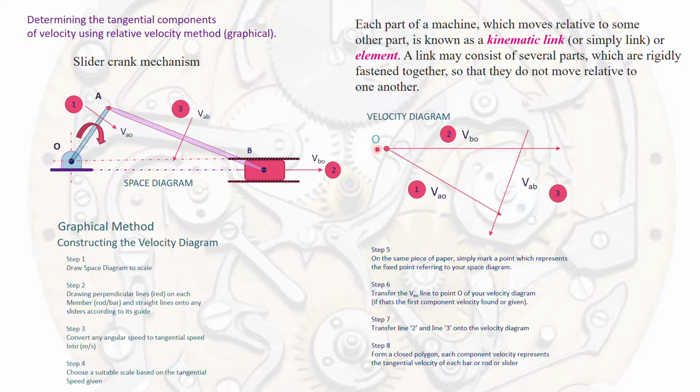So you have determined the VBO length and the AB length. By knowing the length of the line BO multiplied by the scale that you have fixed just now, you will be able to find out the velocity of BO. And knowing the length of the line AB multiplied by the scale, you will be able to know how much is VAB, and the direction is towards the right. So that is all explained here from step 1 to step 8.